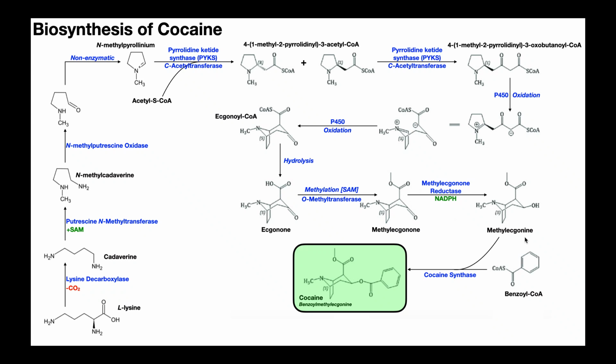We're almost done. We just have to now combine the methyl ecgonine with the benzoyl group right here, and the benzoyl donor is benzoyl-CoA. So then the final reaction here is catalyzed by the aptly named cocaine synthase, and it essentially takes the benzoyl group right here and adds it onto the oxygen here of the hydroxyl group in methyl ecgonine. Therefore, when you attach the benzoyl group on this oxygen of methyl ecgonine, you end up with the name benzoyl methyl ecgonine, which has the common name cocaine.